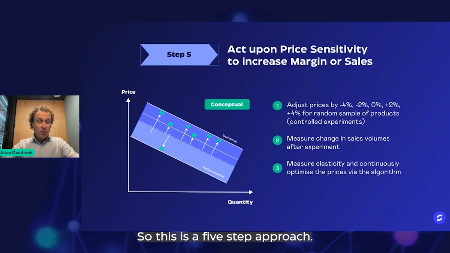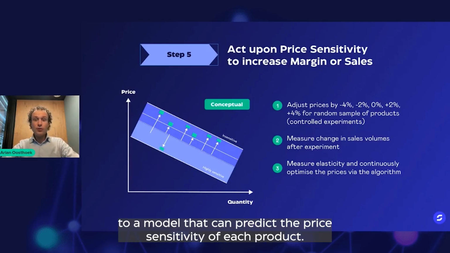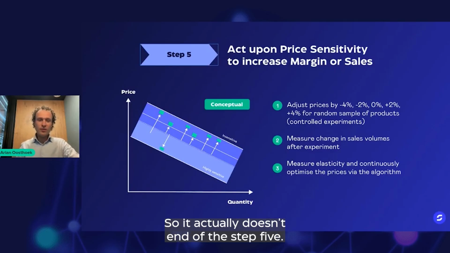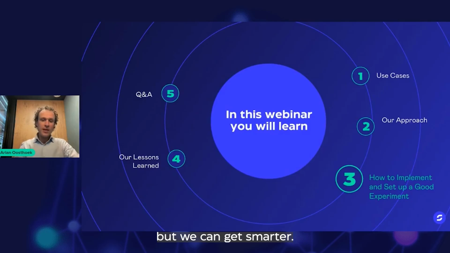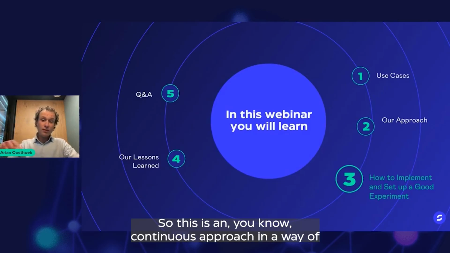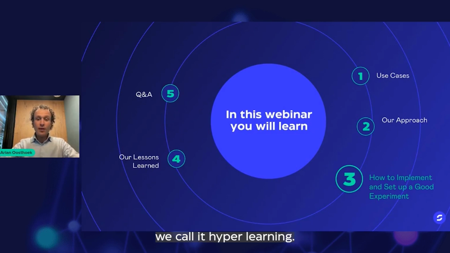So this is a 5-step approach, how we can come from actually no model to a model that can predict the price sensitivity of each product. And as I already said, it is a continuous approach. So it actually doesn't end after step 5, but we get smarter also after these experiments. So this is a continuous approach and a way of, we call it, hyperlearning your company.